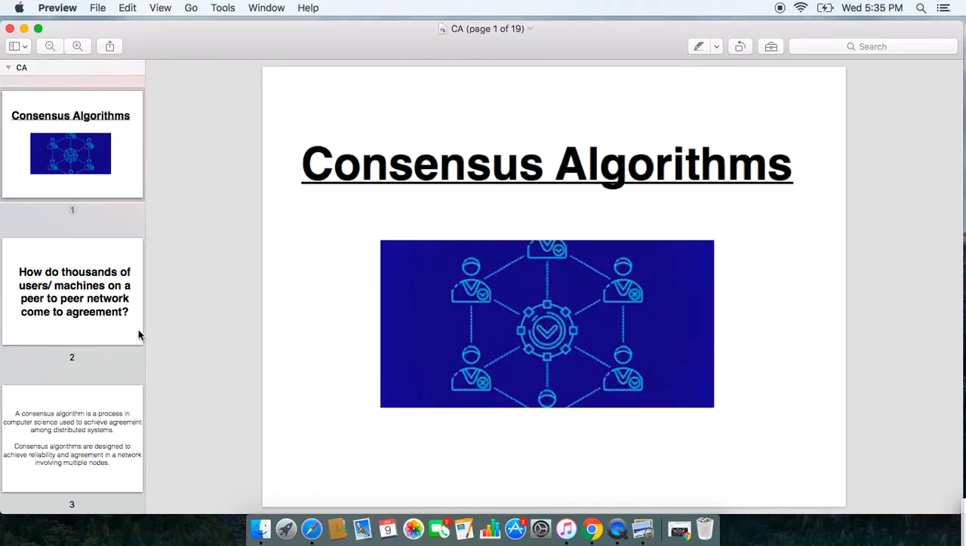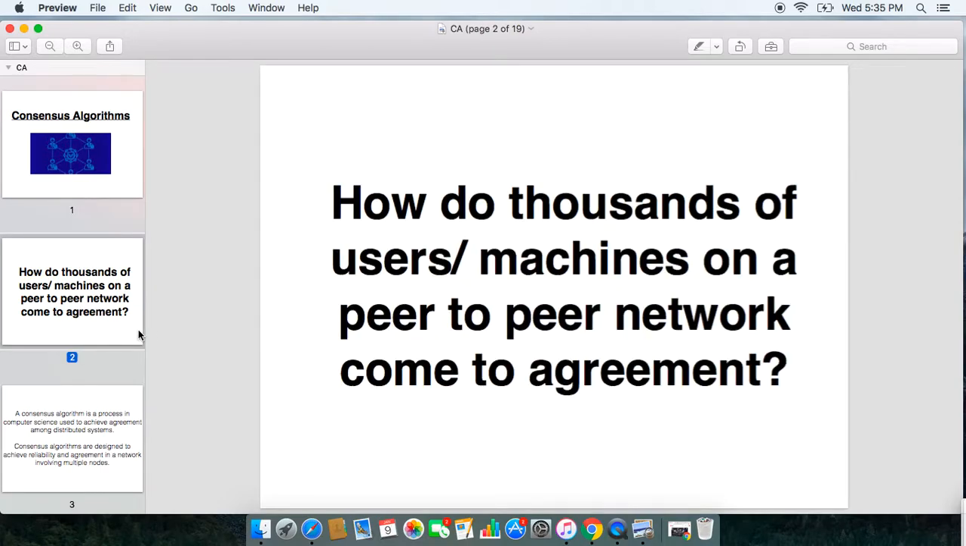So when trying to figure out what a consensus algorithm is in blockchain, really the question you're asking is how do thousands of users or machines on a peer-to-peer network come to an agreement? When you're looking at something like a blockchain, it is a peer-to-peer distributed network. There's no CEO, there's no central authority dictating what happens and what's right and what's wrong. It's really spread out through thousands of people, thousands of users. And once again, the question is how do all those users or machines come to an agreement on a network like that?